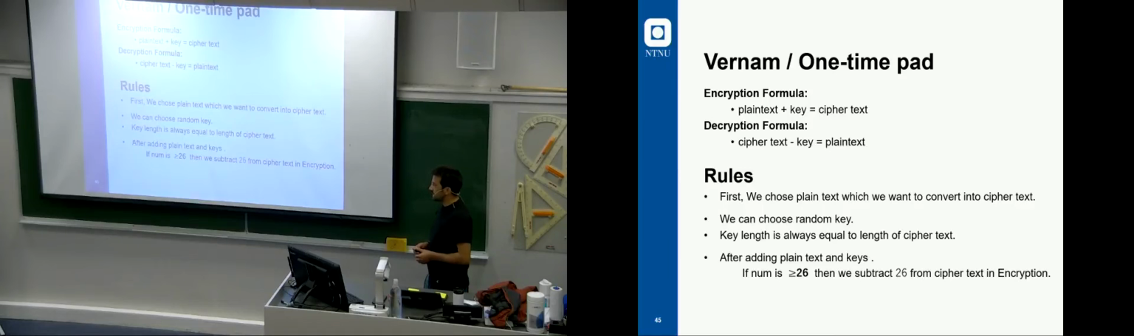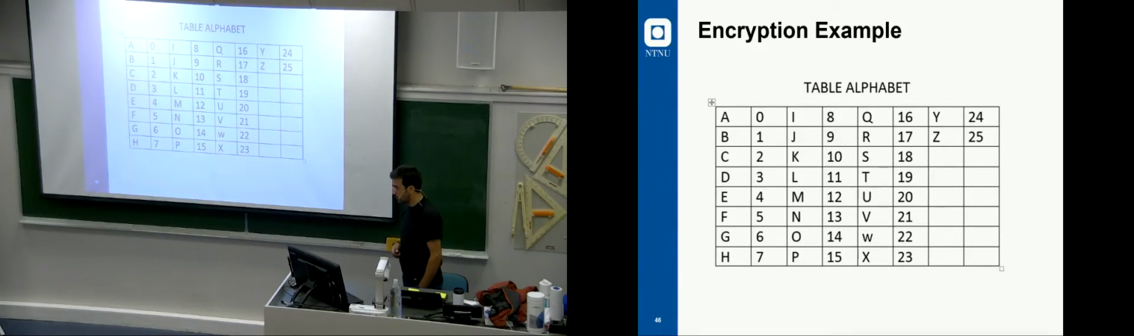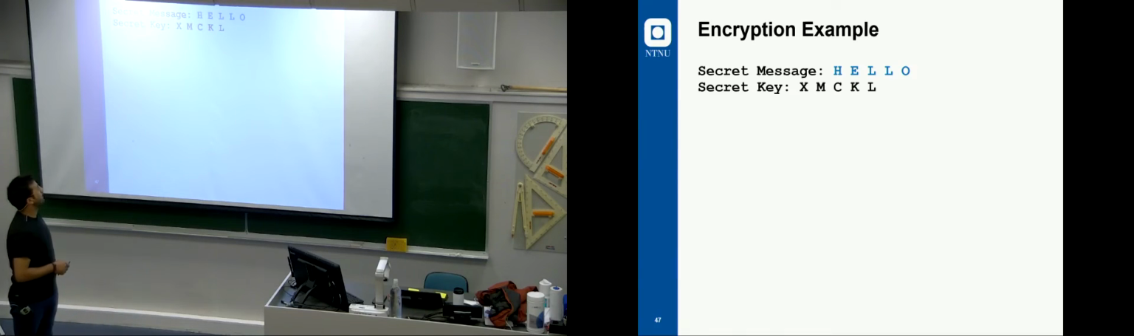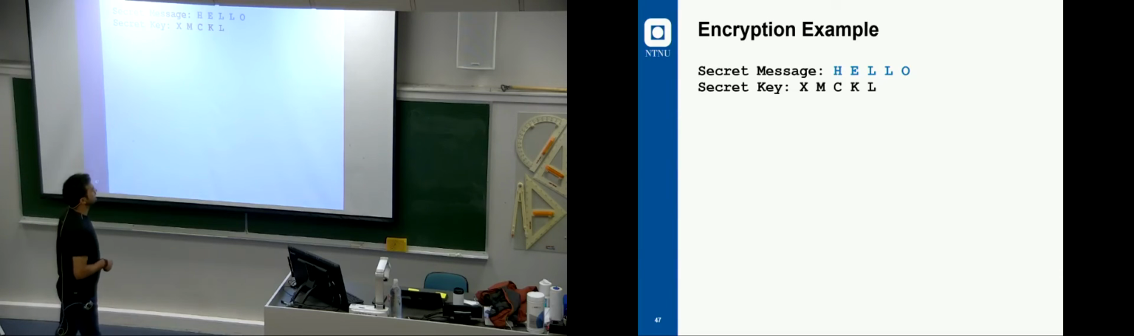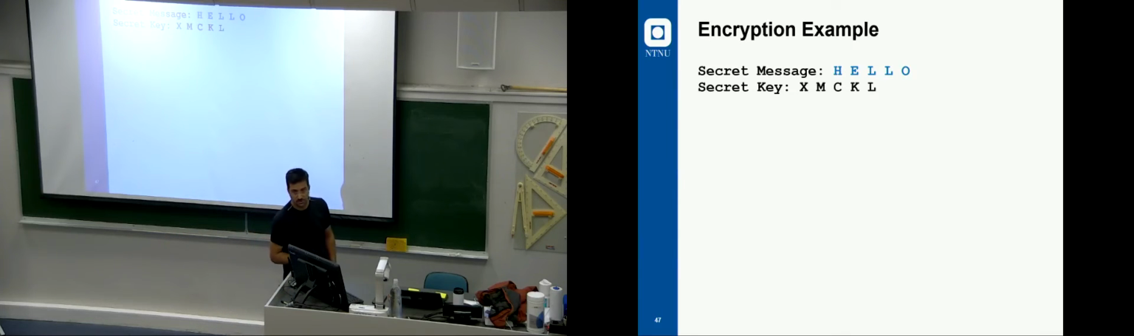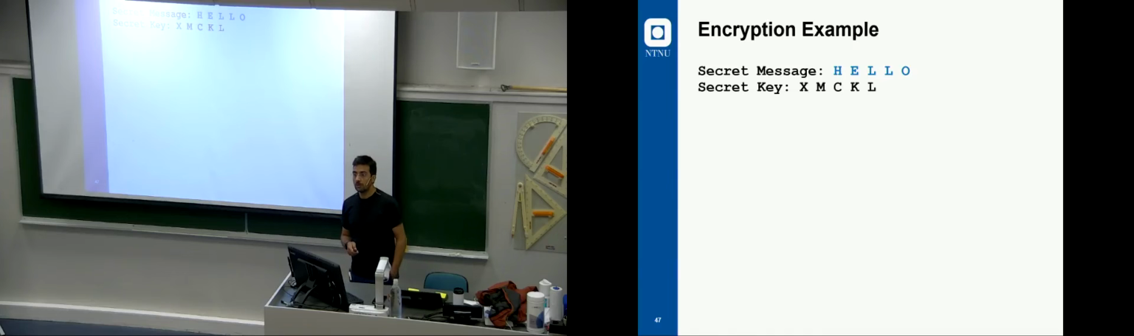Now rule is this third line: after adding the plain text and keys, if the number is greater than or equal to 26, then we subtract 26 from the ciphertext in the encryption. Here is the table we have, and we will follow an example from this table. We have a message hello, and we have the secret key XMCKL, yeah, which can help us to convert our message into ciphertext.